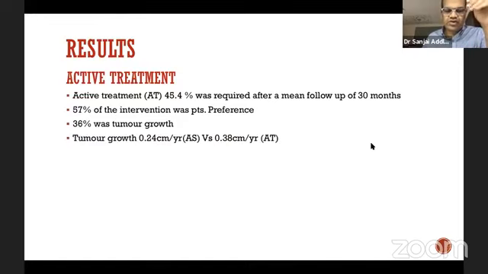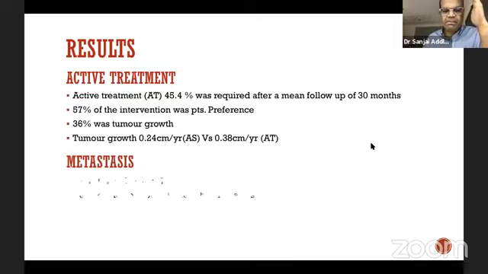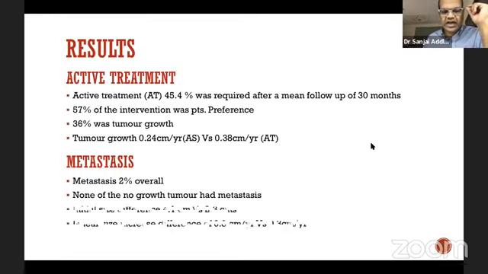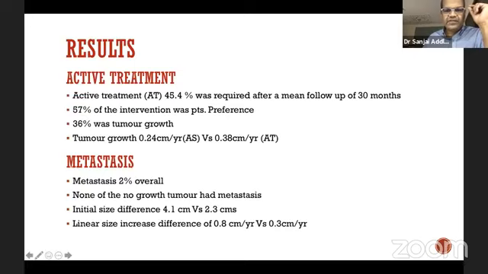Tumor growth was 2.2 centimeters in the ones who were on active surveillance compared to the ones who were going for active treatment. Metastasis, overall 2% metastasis. There was no metastasis in the cohort which did not have any growth. When you look at the people who metastasized, the initial tumor size was bigger and the rate of growth was also bigger, 0.8 in the ones who metastasized compared to 0.3 in the ones who did not metastasize.